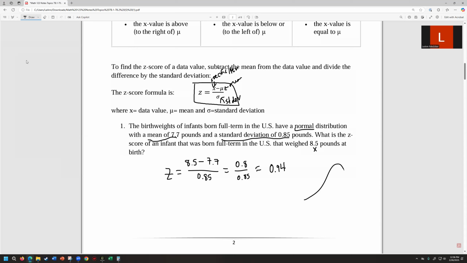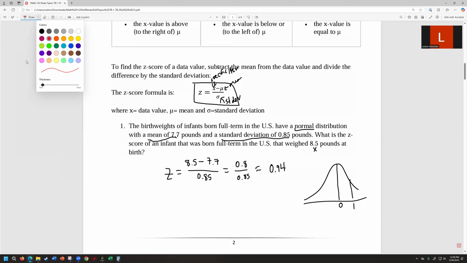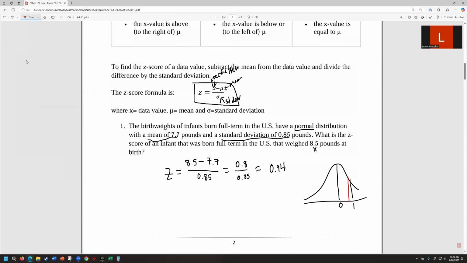So if you think about where we're at on the standardized curve, we've got our 0, we've got our 1. That baby, that specific baby, is right about here, okay? That would be our 0.94. So we found the location or position that child's weight ranks amongst the entire population of US born babies, full term, okay? Now, why that's important is going to be this next part.